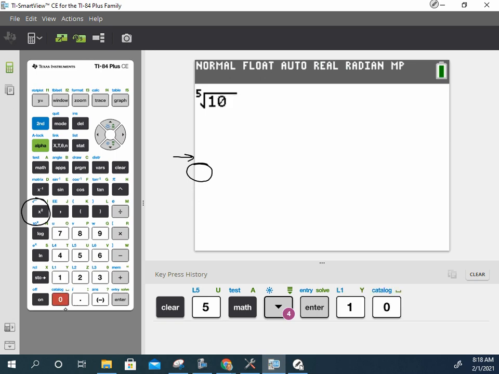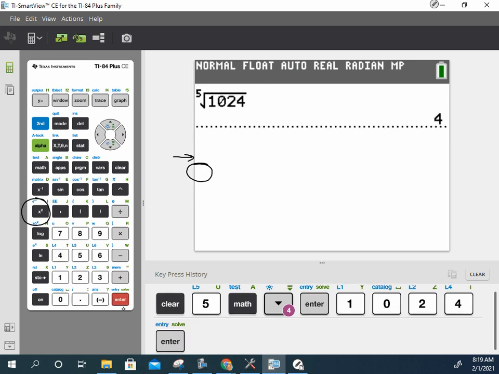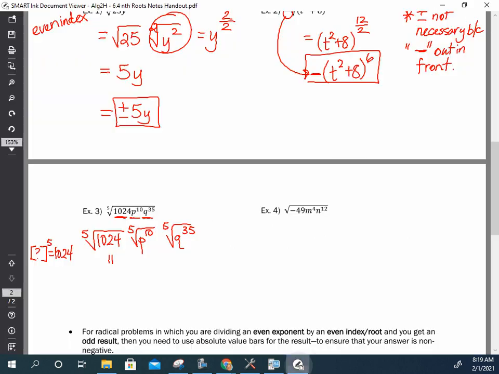And then you type in the number that you want. So the 5th root of 1024 is 4. Now, for those of you who are just going to do the guess and check method for it, please understand these will include decimals. We're actually going to do a decimal example later on. So the guess and check method is not going to work all the time.